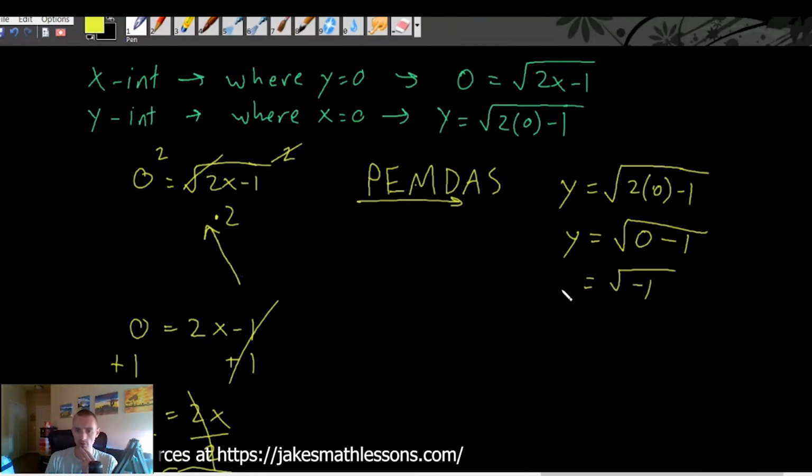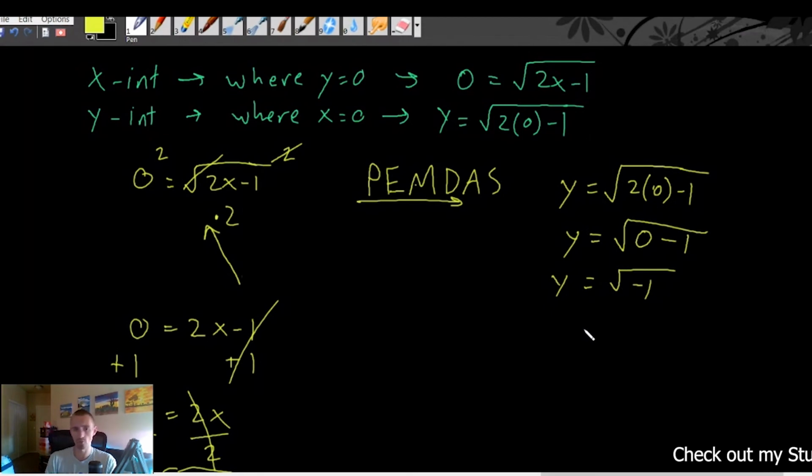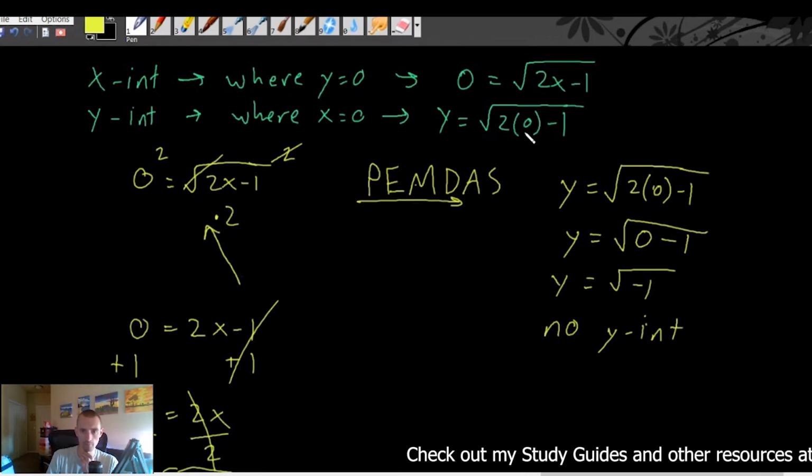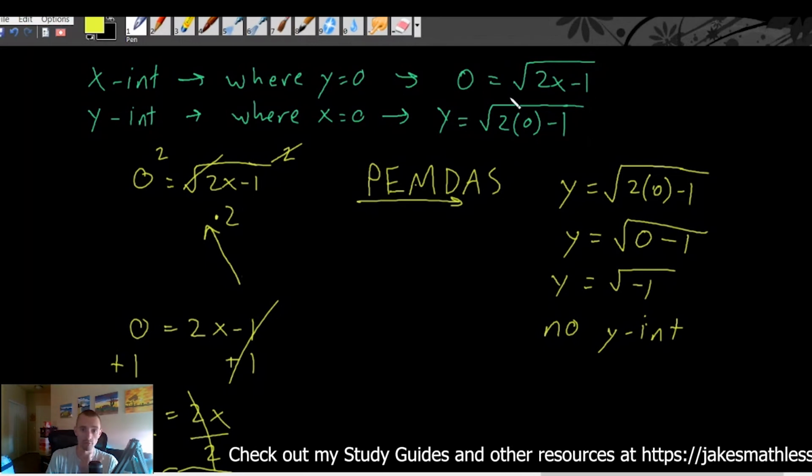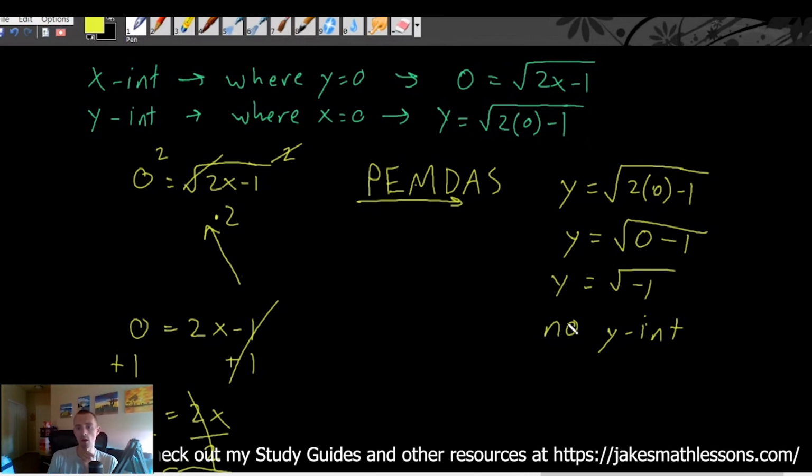From there, we're trying to take the square root of negative 1. Well, you can't take the square root of a negative number. So this actually does not exist. So what that means is there are no y-intercepts of this equation. And if we were to graph it, we would find that out, basically.